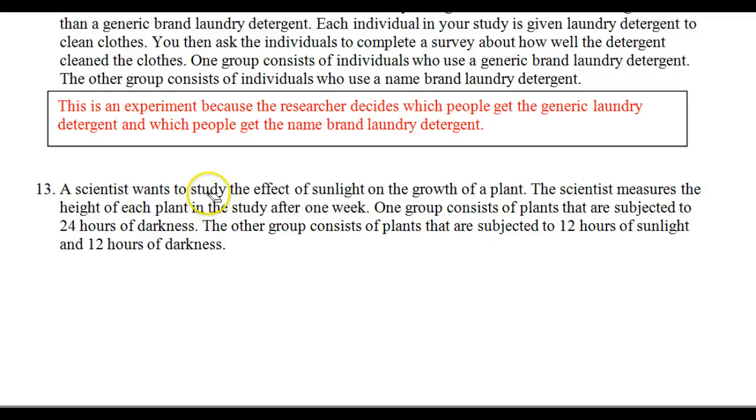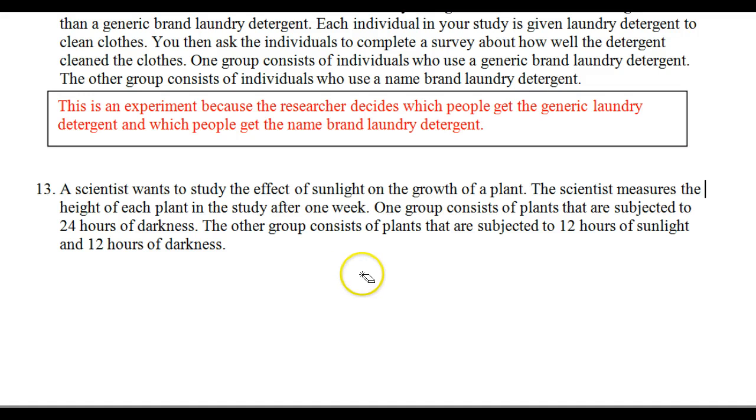All right, a scientist wants to study the effect of sunlight on the growth of a plant. The scientist measures the height of each plant in the study after 1 week. One group consists of plants that are subjected to 24 hours of darkness. The other group consists of plants that are subjected to 12 hours of sunlight and 12 hours of darkness. Is this an experiment or an observational study?